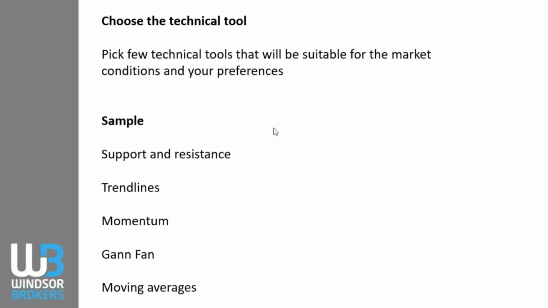So sample is that you go to for support and resistance. Then you draw the trend lines, follow the momentum. You can use Gann fan. This is something that we covered in two sessions before today's one. Moving averages, you can add Fibonacci retracement, you can use Ichimoku studies, all these tools that we have already covered in our previous classes. So let's go back to the chart and see how it works.